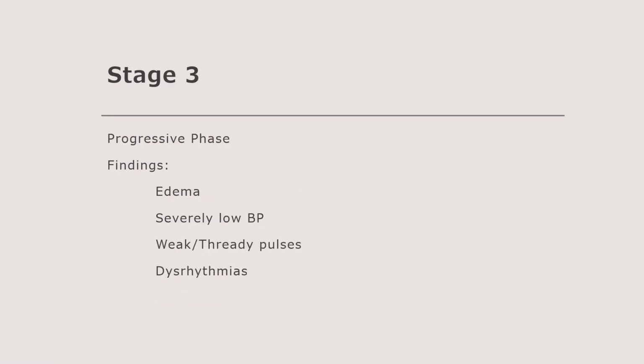Stage 3 is progressive, it says it just in the name. We get severely low blood pressure. We may even have cardiac dysrhythmias, weak, thready pulses, terrible perfusion, and there should be edema as well, especially when we talk about the vasogenic shocks, where the capillary membrane has ruptured and it has allowed the seepage of fluid and proteins into the interstitial space. This is what you see in stage 3 of shock.